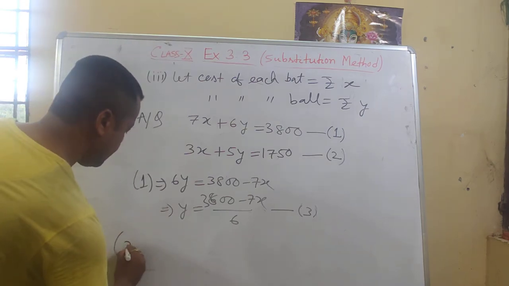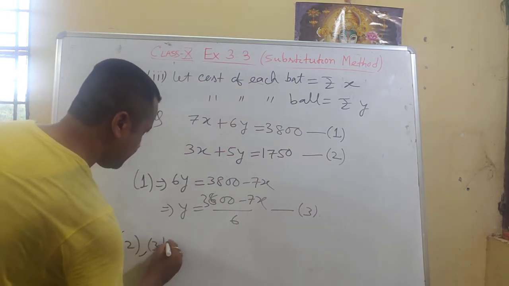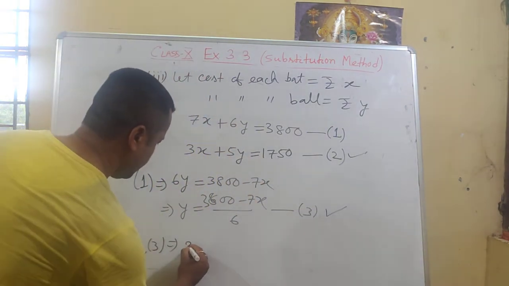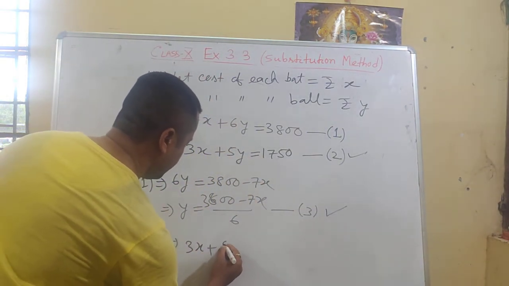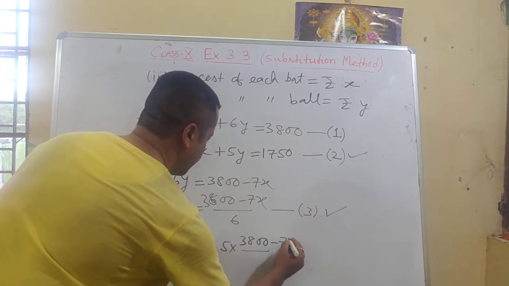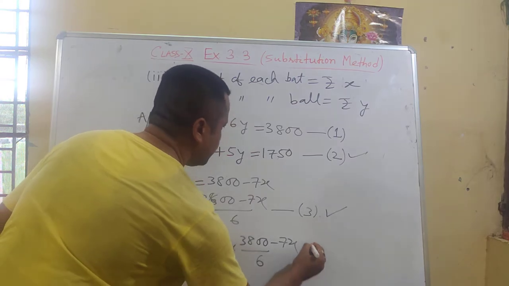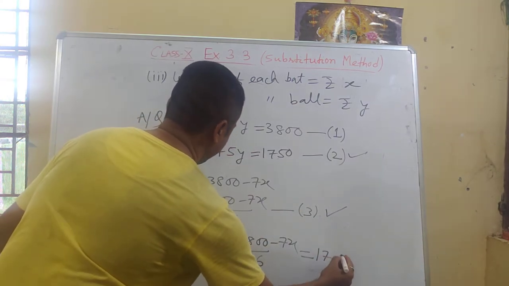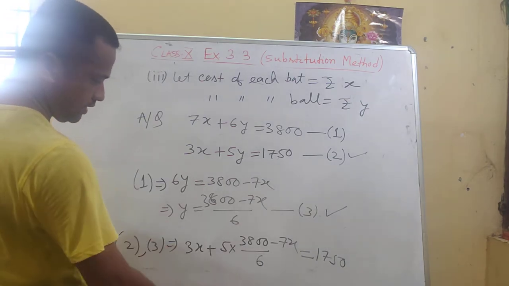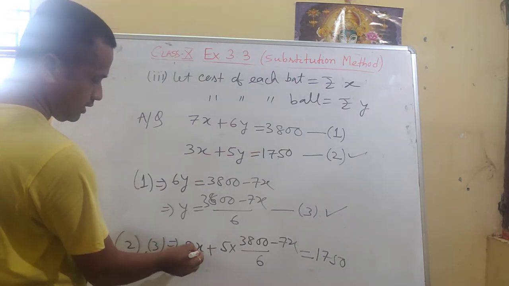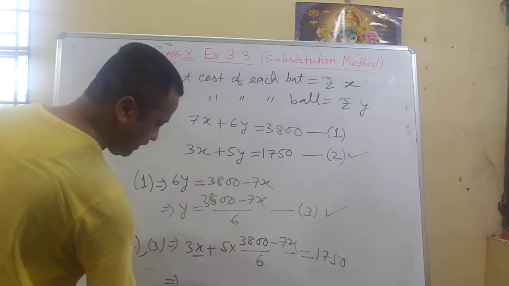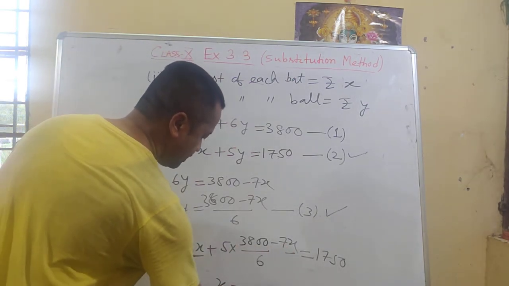That is, we can write 2 into 3 implies 3x plus 5 into y means 3800 minus 7x divided by 6 is equal to 1750. Now, like previous ones, simplify this. There is only one variable, x. So after simplifying, you will get x is equal to some value.